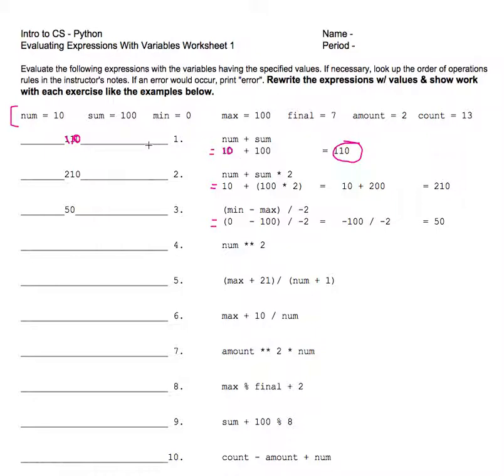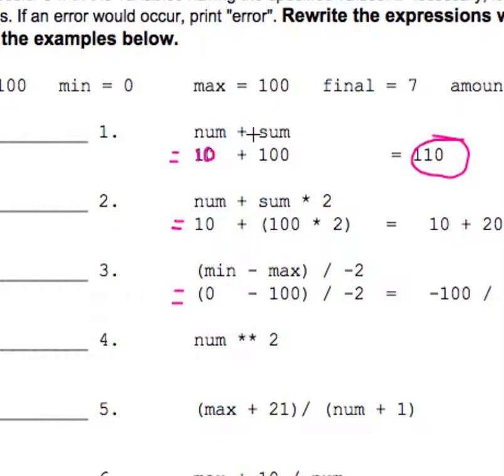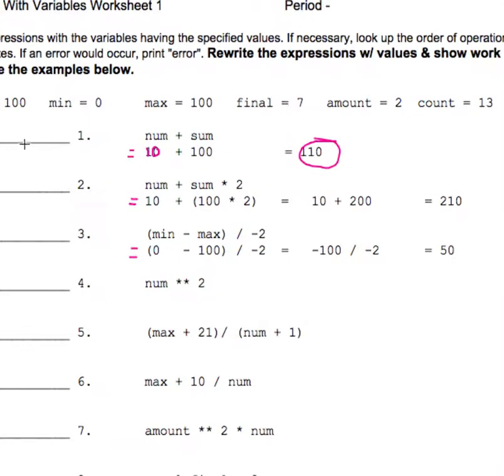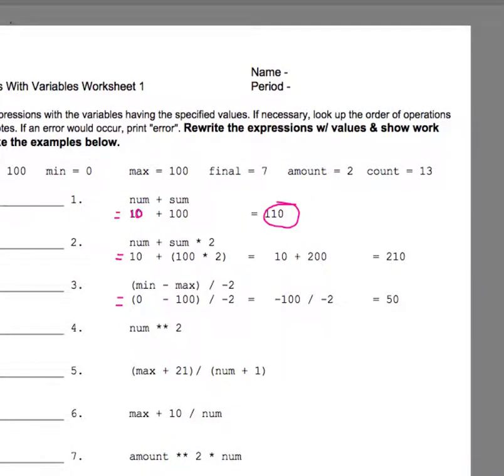And let's just really quickly skim over number 1. In number 1, the variables num and sum are both referred to here in this little sample piece of code. But you're supposed to know, according to the worksheet, that the value 10 is currently stored in the variable num, and that the value 100 is currently stored in the variable sum.